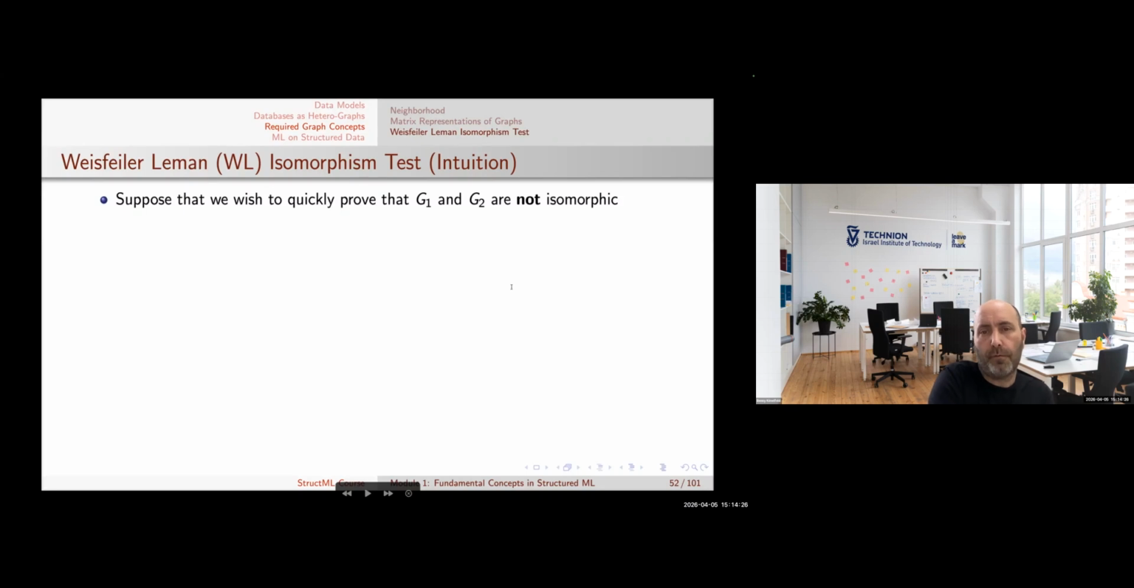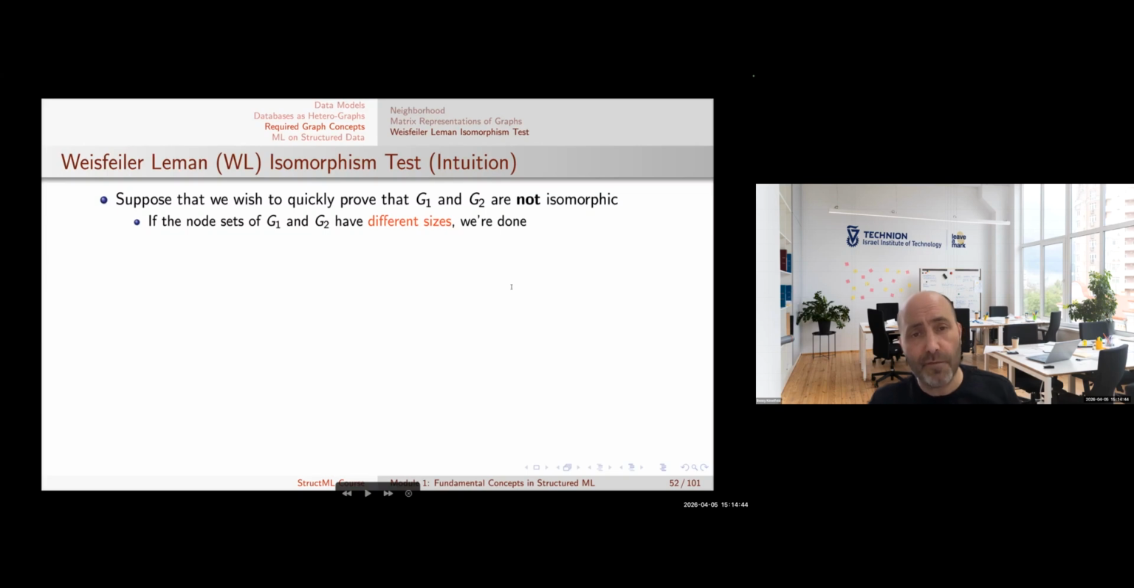Find a quick proof that these are not isomorphic graphs. Give me a reason to believe, or an actual proof, that they are not isomorphic. So you can go and say, okay, let's first look at their node sets. Do they have the same number of nodes? Well, if not, then they are not isomorphic. That's it. Okay? But suppose that they are isomorphic.